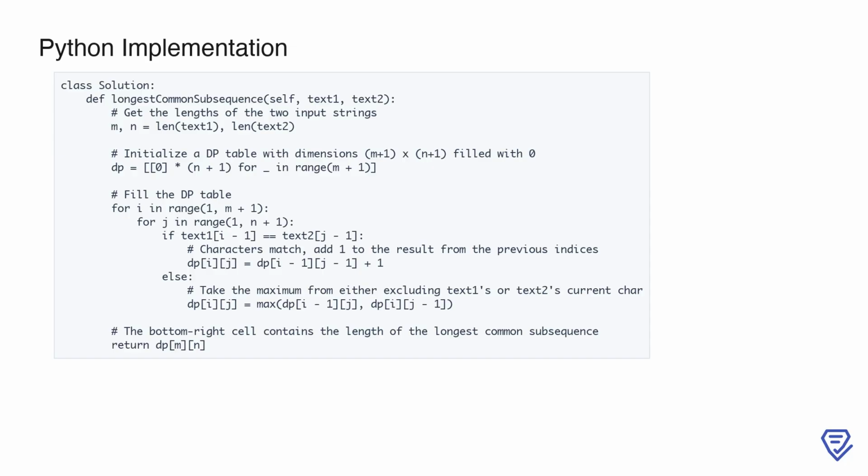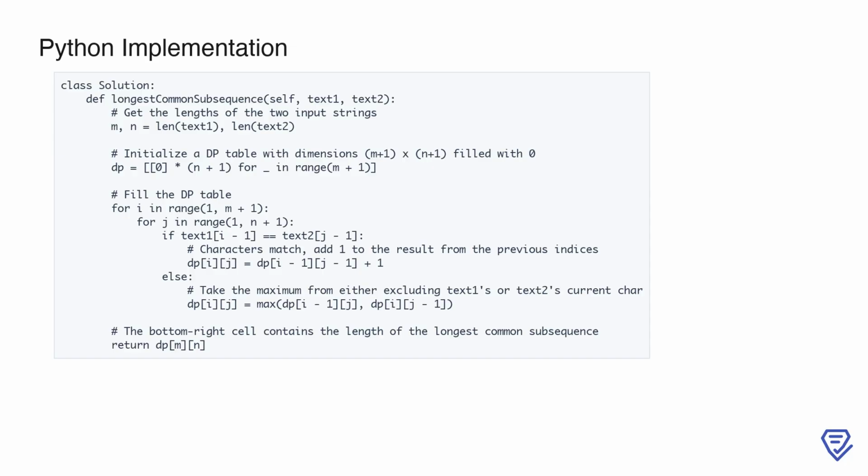2. DP table setup. A 2D list dp of size (m plus 1) by (n plus 1) is initialized with zeros. The extra row and column, indexed at 0, simplify boundary conditions by representing empty substrings of text1 and text2. 3. Filling the DP table. We iterate over both strings using nested loops. For each character pair i, j.